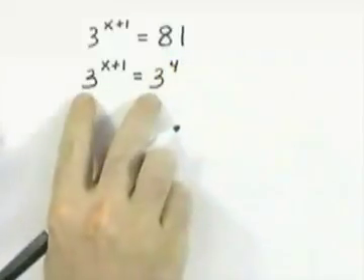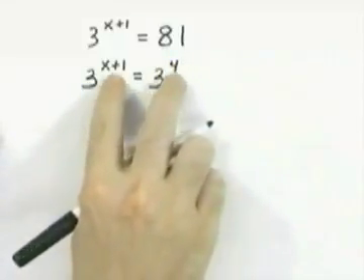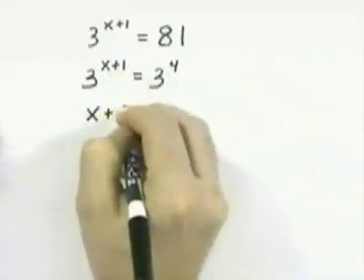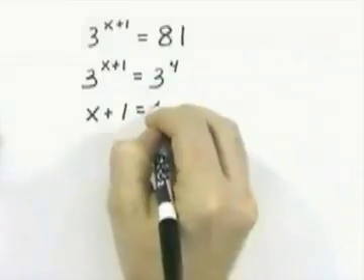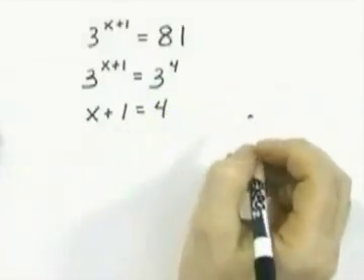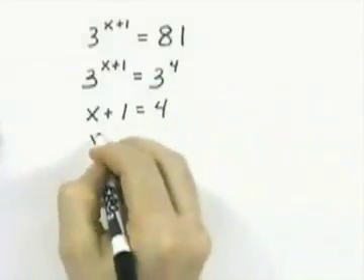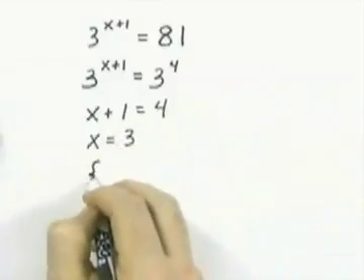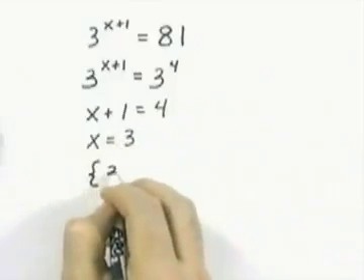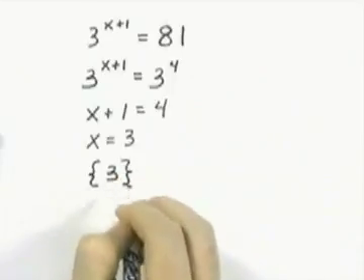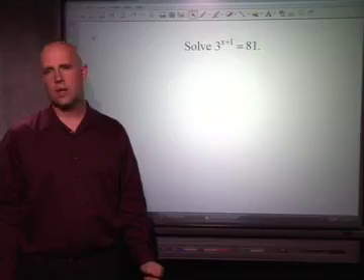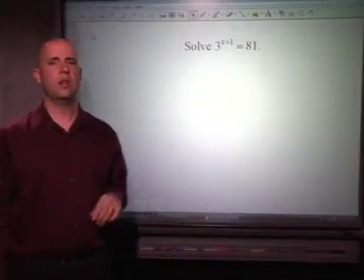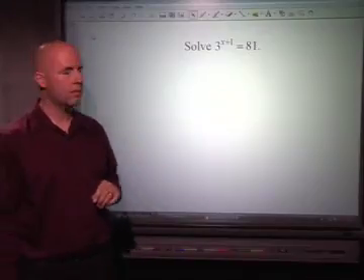Now, because I have the same base, I can set the exponents equal to each other. The result that I obtain is that x plus 1 equals 4. Subtracting 1 from both sides of the equation, we get that x equals 3. So the solution set to this particular equation is 3. Now that we've solved this exponential equation algebraically, let's see how we can solve this using a graphing utility.